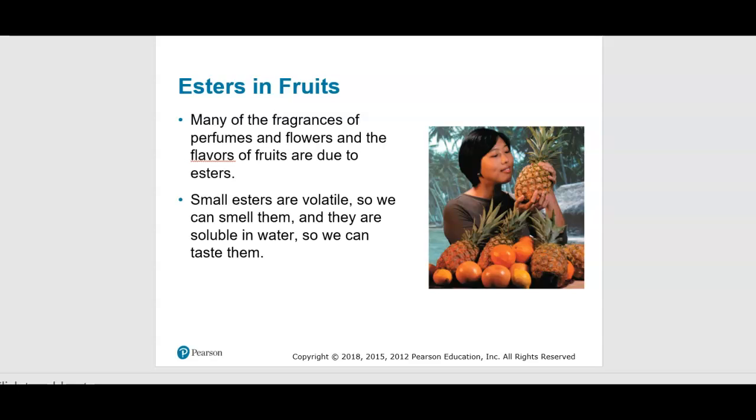And we have a few other things here, esters and fruits. I've been mentioning that fruits, perfumes, flowers, and flavors of fruits are due to esters. These things are volatile, so we can smell them. They're soluble in water, so we can taste them. If they have 4 carbons or something like that, and even maybe a little more than 4, they'll actually make a difference in the flavor. They'll make a difference in the smell.